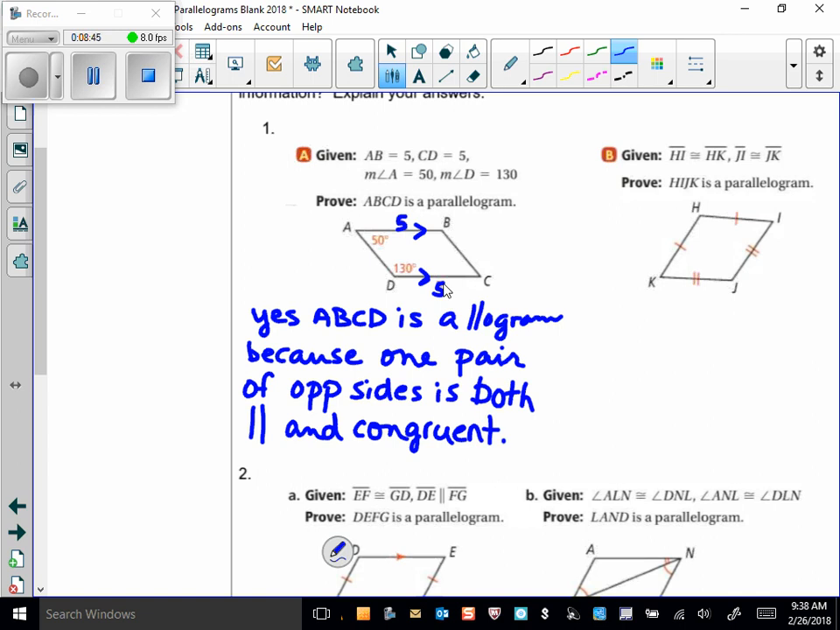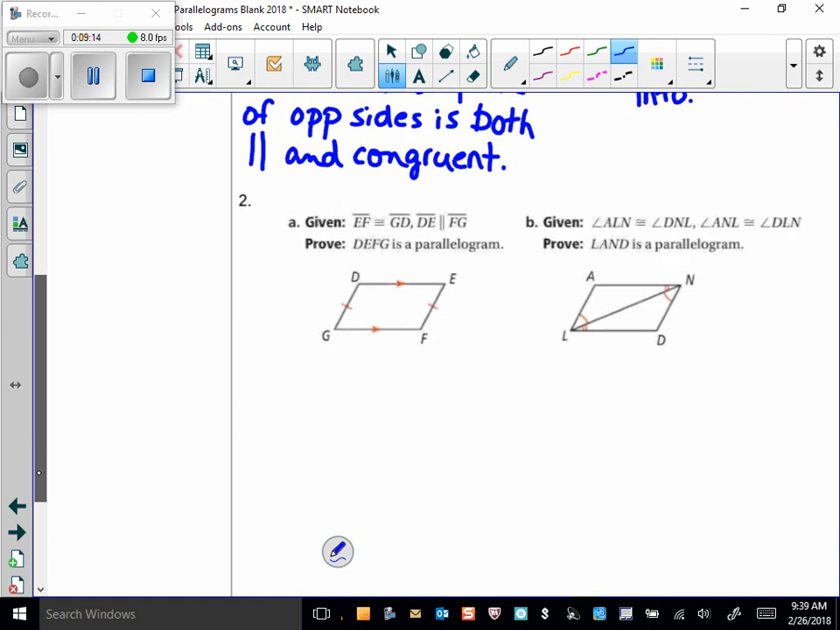Okay, how about this one? HK is congruent to HI. JI is congruent to JK. Those are not opposite sides, so no, not enough info to know whether that's a parallelogram or not. Can't prove it. Can't prove it's a parallelogram.